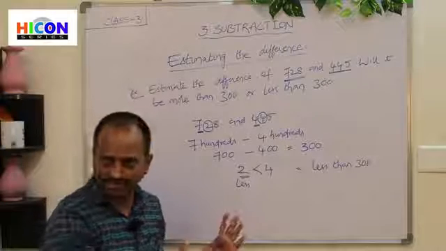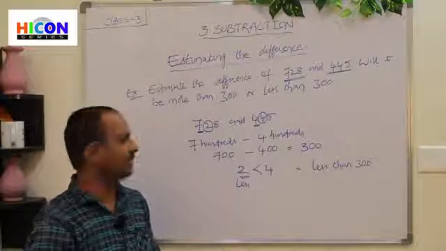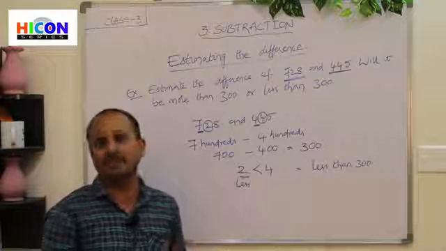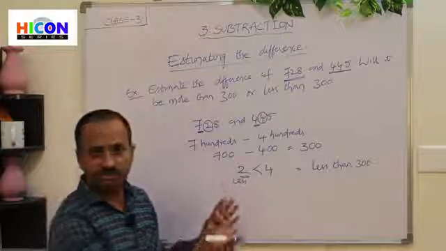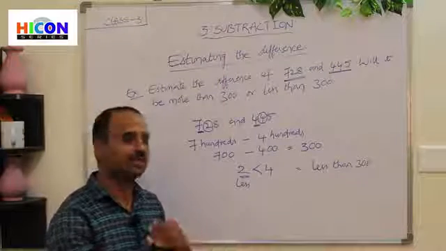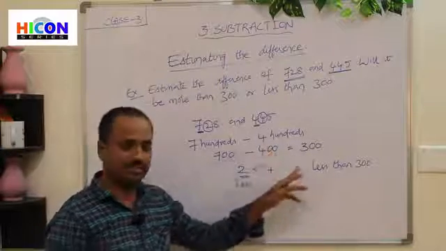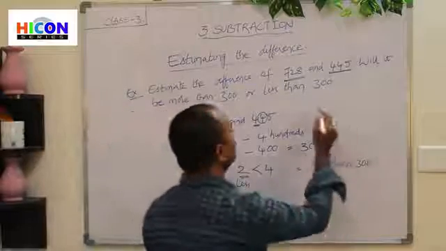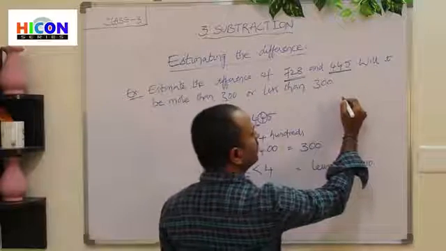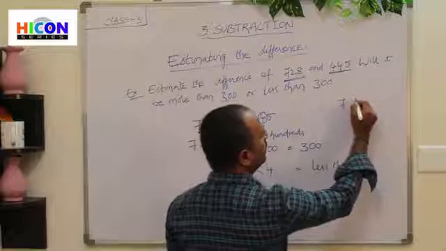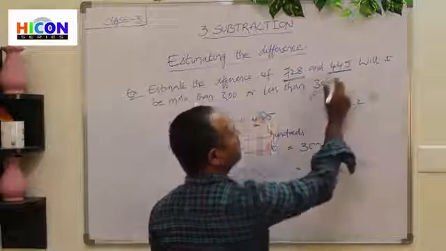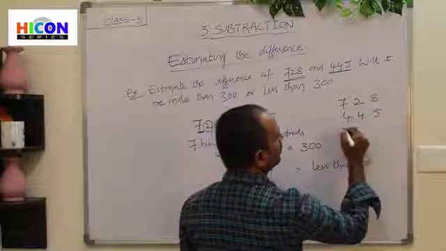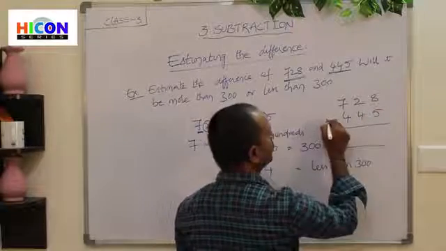So let us do the actual subtraction now, to check whether the difference is less than 300 or greater than 300. Let us do the subtraction here. The first number is 728 and the second number is 445. So do the subtraction here.